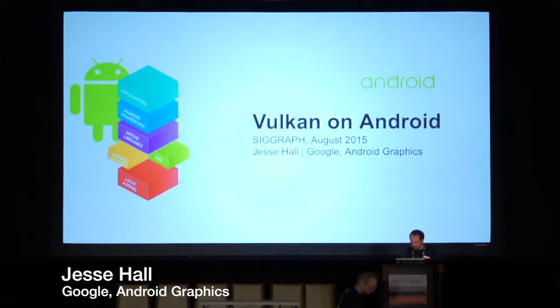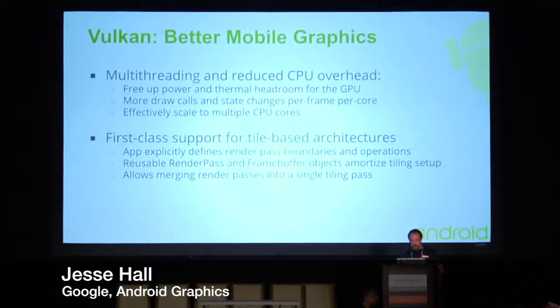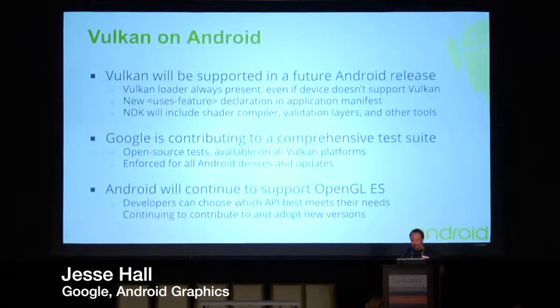Cool. This one actually worked. So I will be really quick since we're running late. As most of you probably have heard by now multiple times, Android is going to be using Vulkan. We're going to be adding it to the platform. We think that it is a pretty good mobile API. We're pretty happy with it. I'm going to mostly just skip this because it's redundant with what other people have said, and I want to get us done. So basically, it's awesome. We like it. We're going to be supporting it in a future Android release.